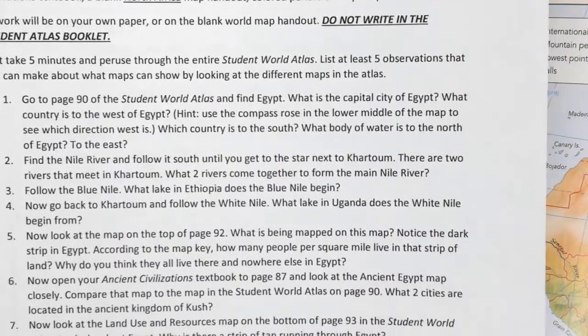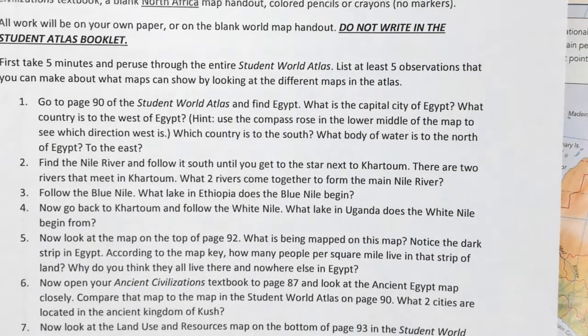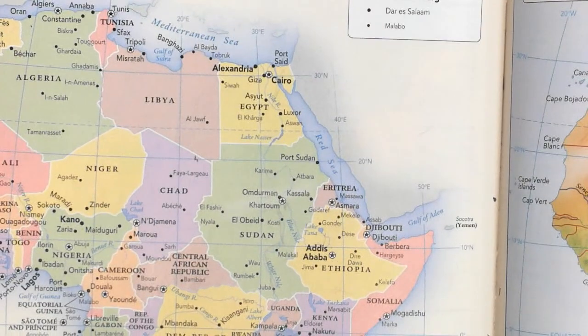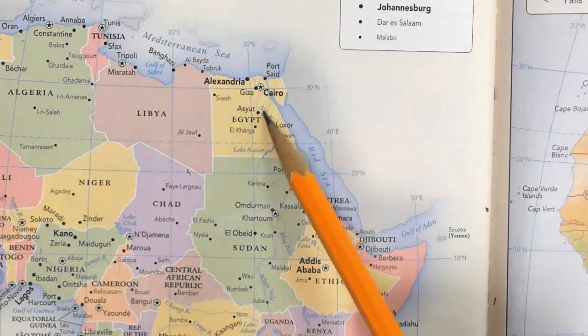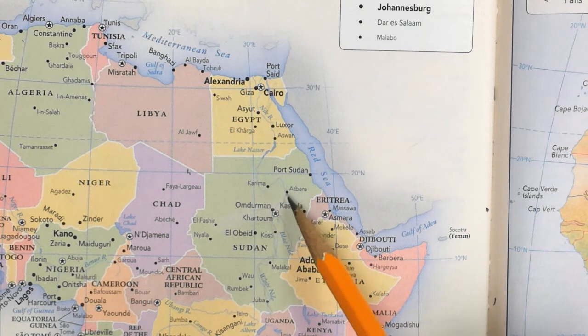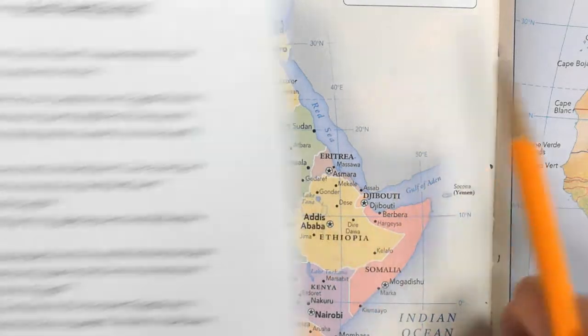Alright, now we're going to go to number 2. Find the Nile River and follow it south until you get to the star next to Khartoum. Khartoum. Alright, so we go back to the map. There's our Nile River. So you just follow it south. Oops, you need a pencil. There's the Nile River. Follow it south, south, south, south, south, south. There we go. There's the star that says Khartoum next to it. Alright, so now once we find Khartoum, then we're ready for the next step.